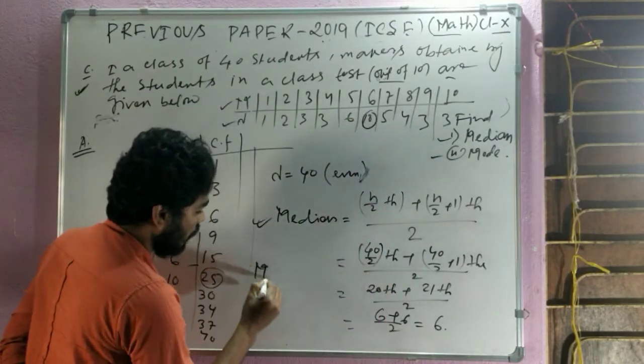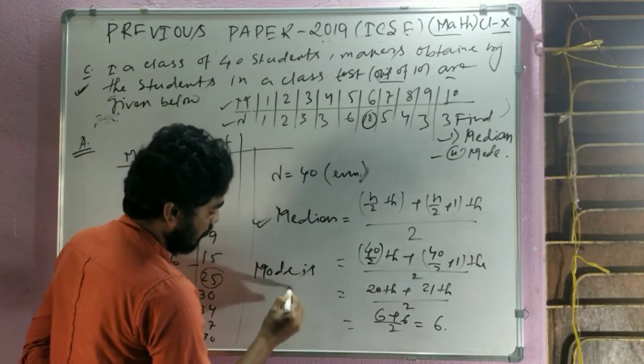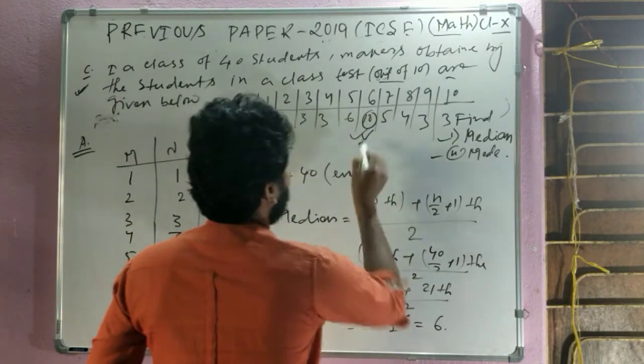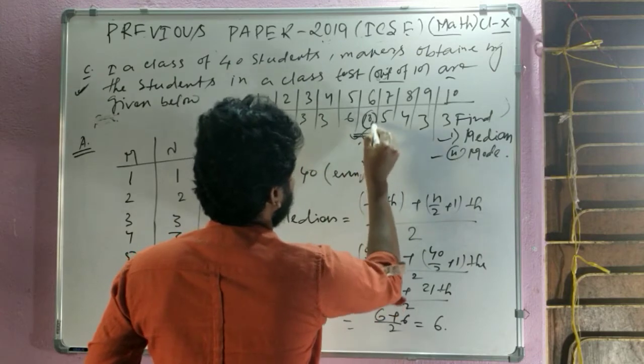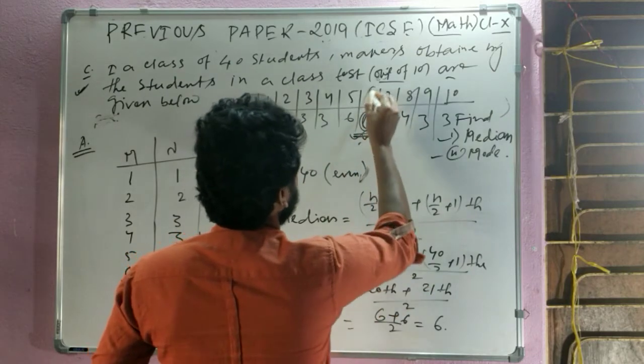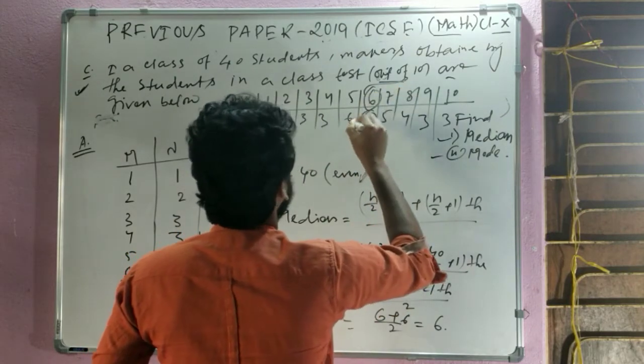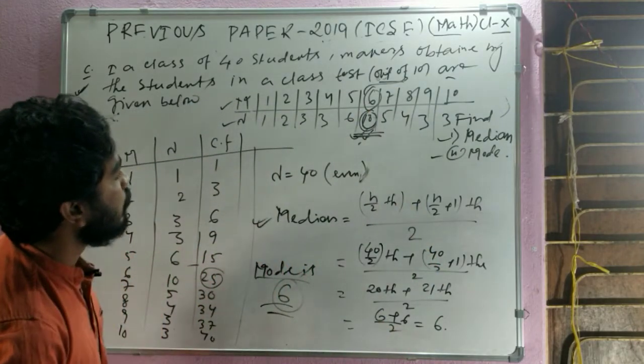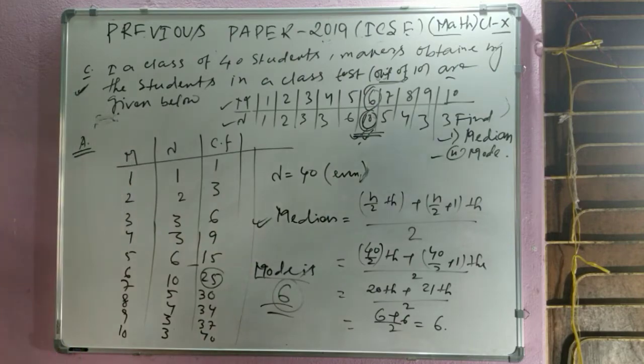Mode is the highest frequency, which is 10. So mode is 6. We know that mode is the one with the highest frequency, so the highest number of students, 10, obtained 6 marks out of 10. So mode is 6.